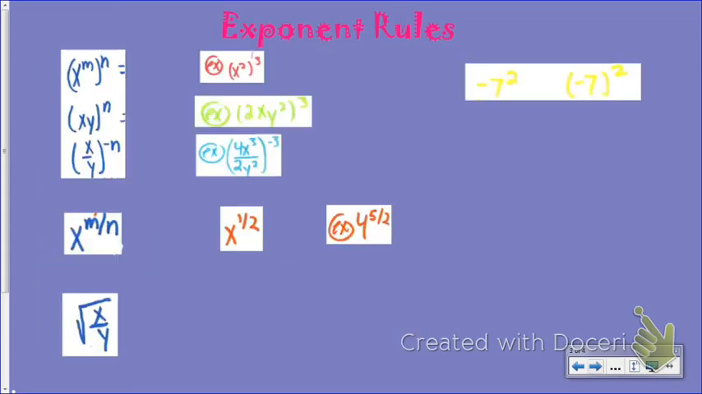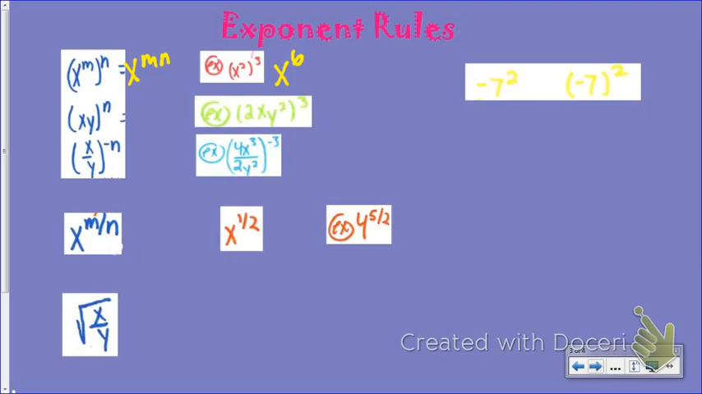Alright, so there are a couple other exponent rules to look at. The next one is a power raised to a power. In that case, that is the example where I actually multiply my exponents. So that's the only time I multiply them. I don't add them in that case. So for this example here, that would be x to the 6th power.